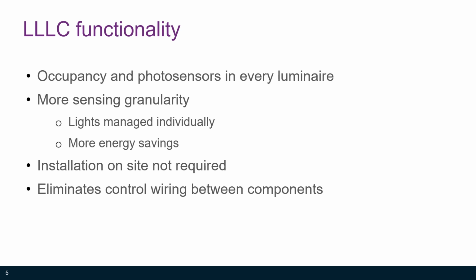LLLC systems have the distinction of having occupancy and photosensors in each luminaire. With sensors in each luminaire, sensing is more granular. Lights can be managed individually. This will reduce instances of overlighting and lead to more energy savings. With individual sensors, wiring between each component can be eliminated.